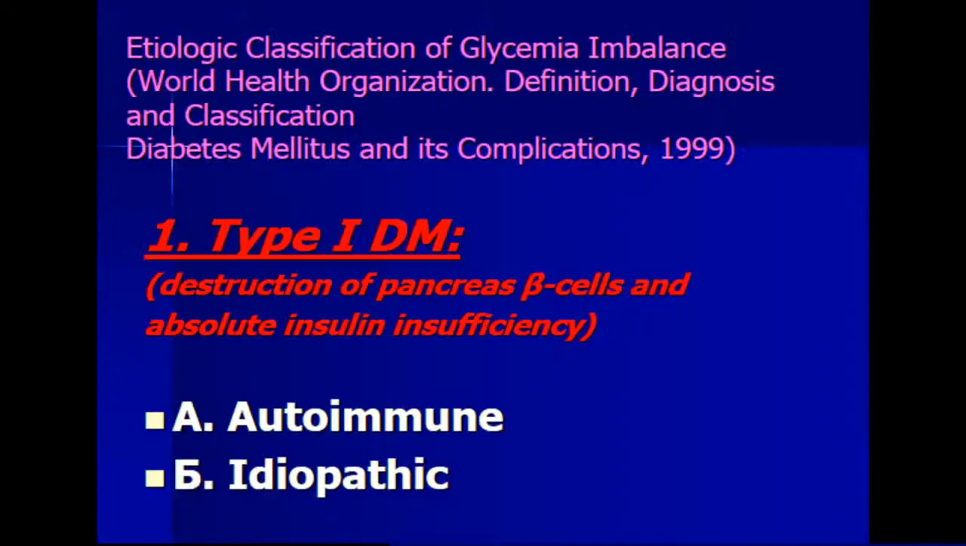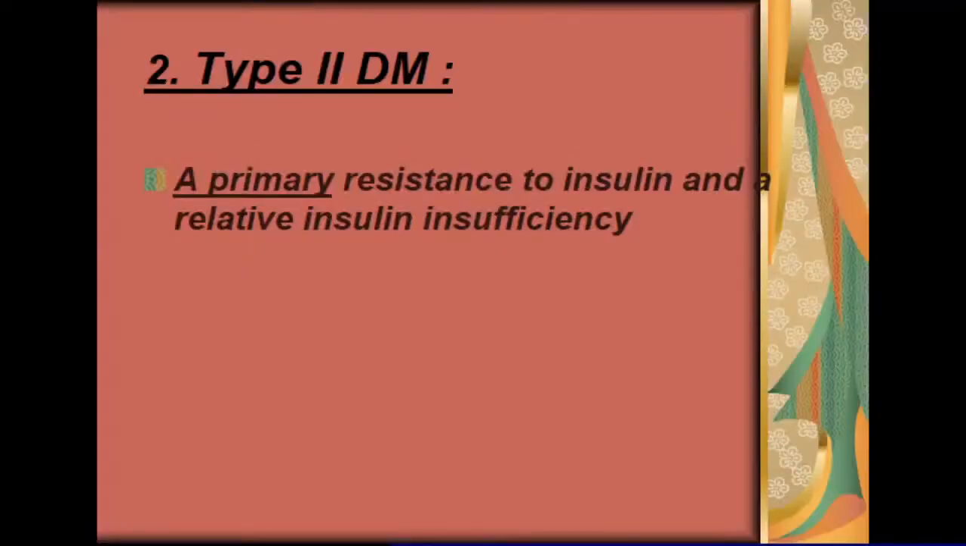Now we'll consider classification of diabetes mellitus. First group, type 1 diabetes mellitus, when destruction of pancreas beta cells and absolute insulin insufficiency. There are two variants, autoimmune diabetes mellitus and idiopathic. Second group, type 2 diabetes mellitus, a primary resistance to insulin and a relative insulin insufficiency.